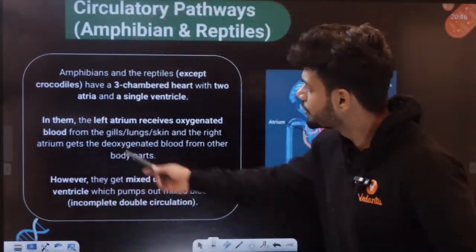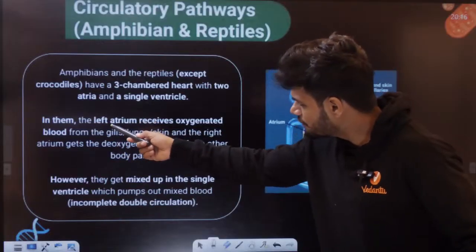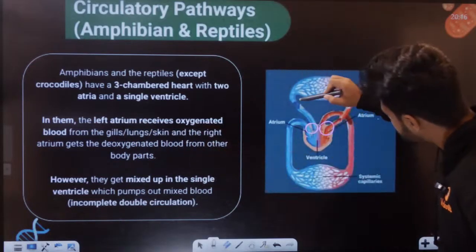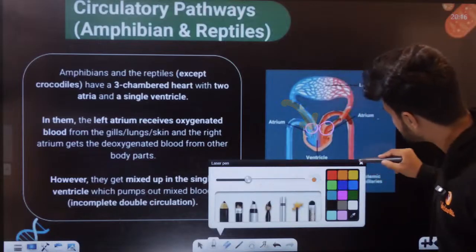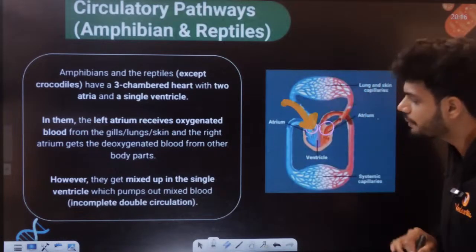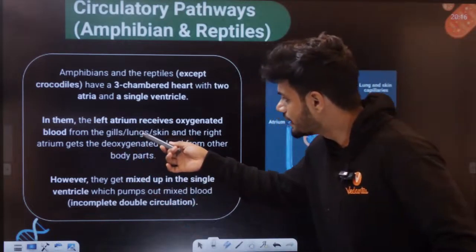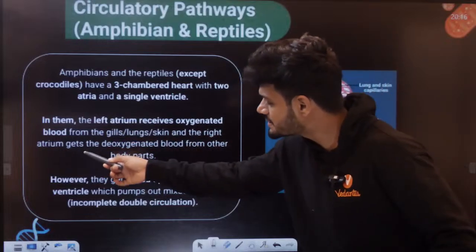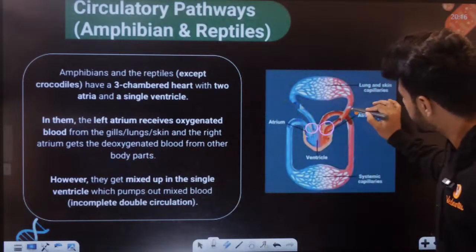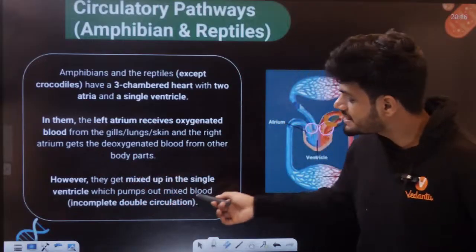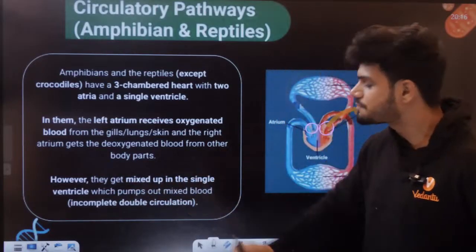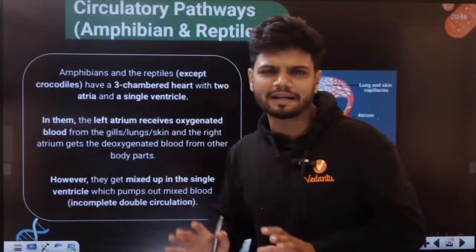Okay. So see, in them, our left atrium receives oxygenated blood from here. See, oxygenated blood is coming from here, oxygenated blood from the gills, lungs, skin, and the right atrium gets the deoxygenated blood. Deoxygenated blood is coming. Now, however, they get mixed up in the single ventricle, which pumps out the mixed blood. So they are getting mixed up in the ventricle eventually.